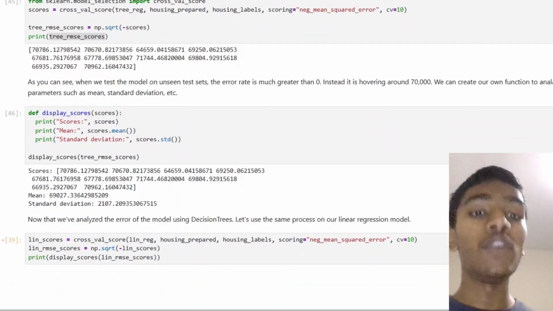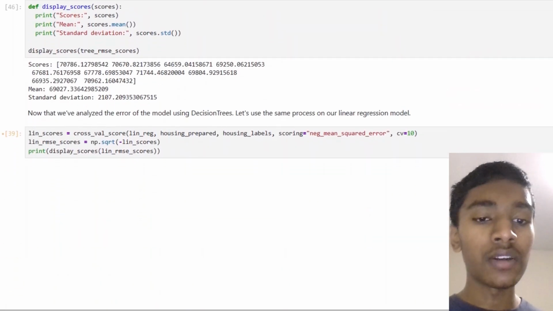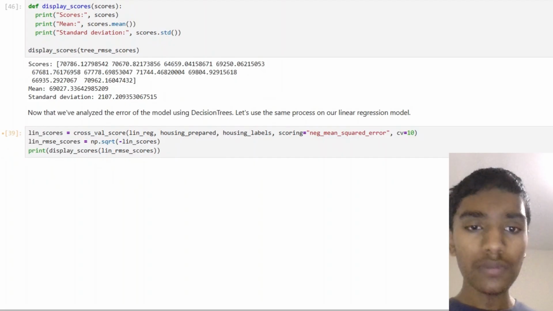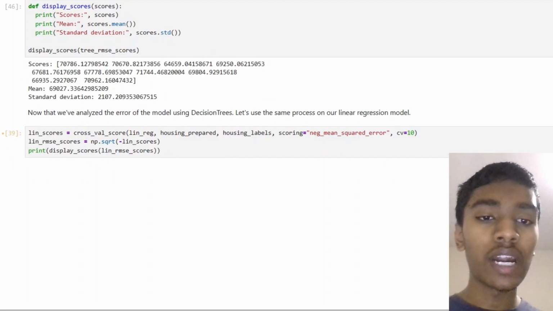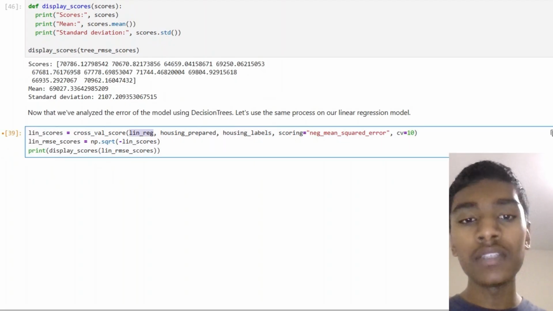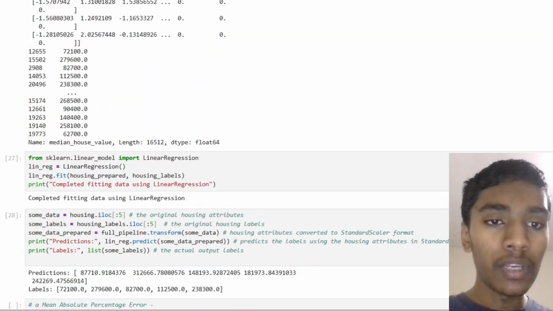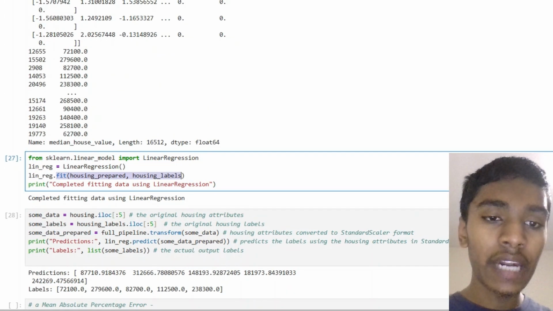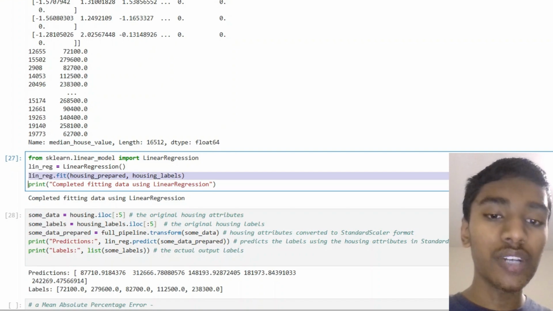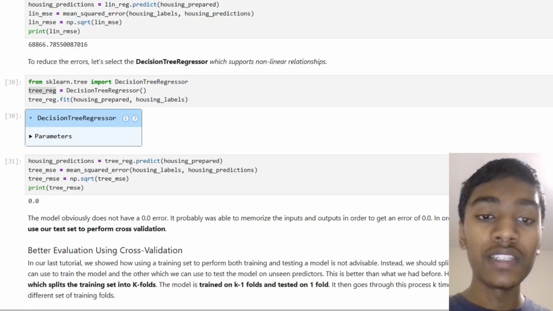But keep in mind that these folds are going to be the same in every single iteration there. So again, this is just the same code. I don't think I have to explain that to you. Again, instead of using the tree regression model, we're going to use our linear regression model that we created right over here. And again, remember, we call it the fit function. This is the training step.